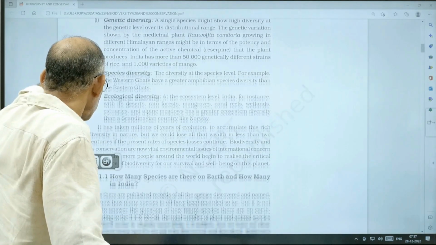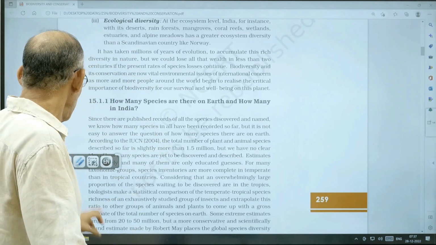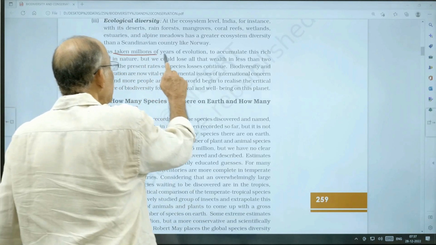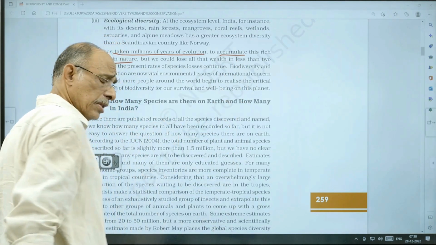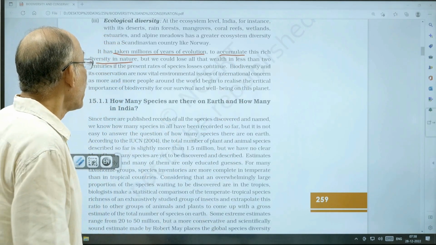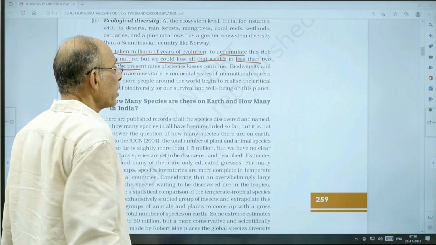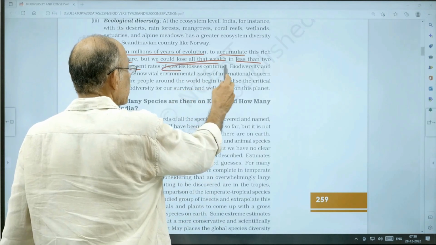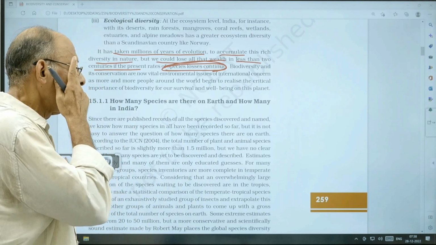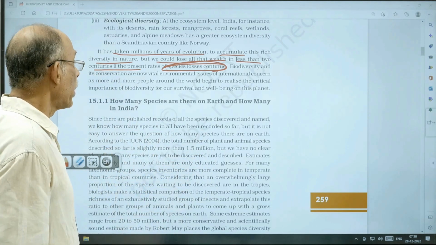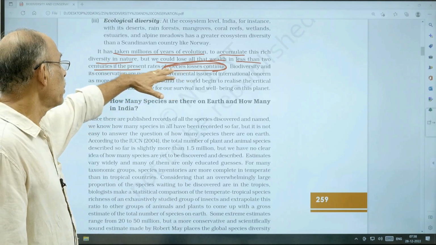Now, these ecosystems are well established. They are fully balanced now, and it has taken millions of years of evolution to accumulate this diversity. Millions of years, and we could lose all this wealth in less than 2 centuries, within 200 years, if species losses continue at the present rate. The current loss and extinction of species, the main reason is man.